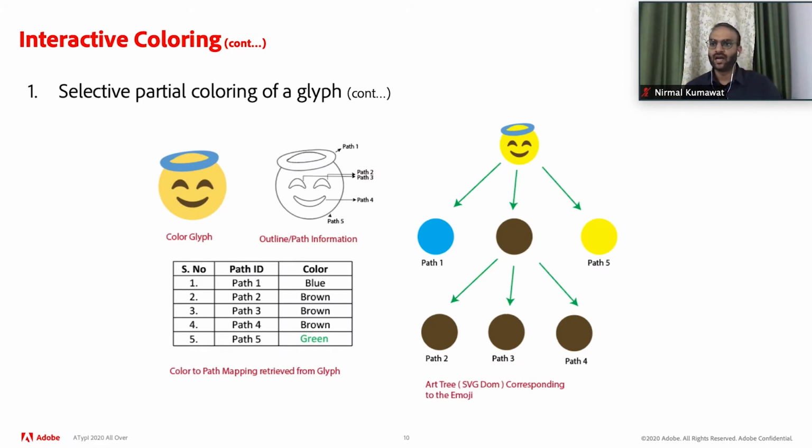So let's see how interactive coloring works. We retrieve all the subpaths of a glyph and assign a unique ID to each subpath. Each unique subpath will have its corresponding color, and with the hit detection technique, we identify the hit subpath and replace its old color with the new color, which is green, in the SVG DOM tree. The color values of other subpaths will not be changed. Hence, we will be able to render a glyph on a device screen with a new color for one of its subpaths.